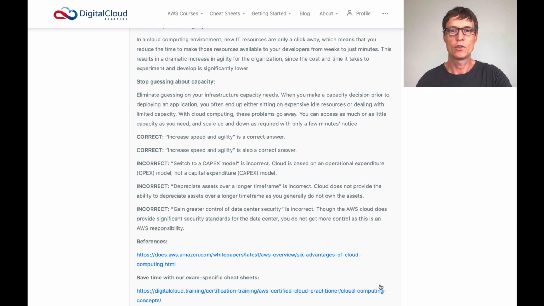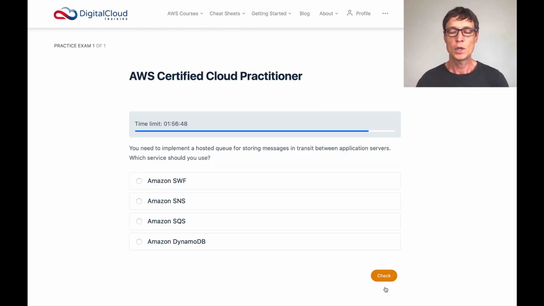And so let's move on to one more question. This question asks, you need to implement a hosted queue for storing messages in transit between application servers. Which service should you use? So when I hear the word queue, I'm straight away looking at Amazon SQS. So what I'll often do is just go and choose that answer, because I need to now find a good reason for that answer to be incorrect. But I'll never just go next and move on to the next question. You've got to check out the other answers as well.